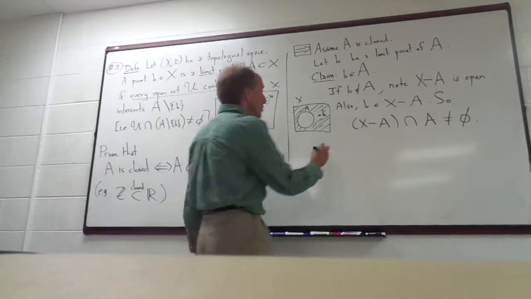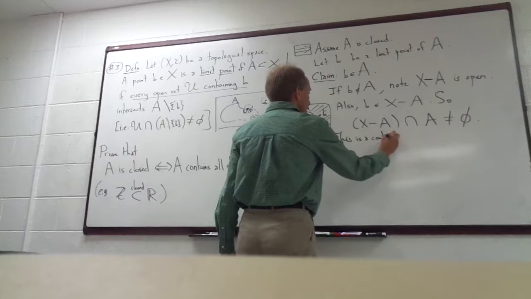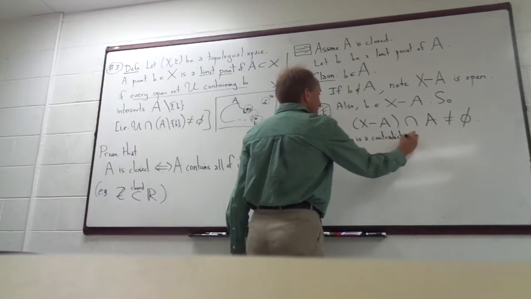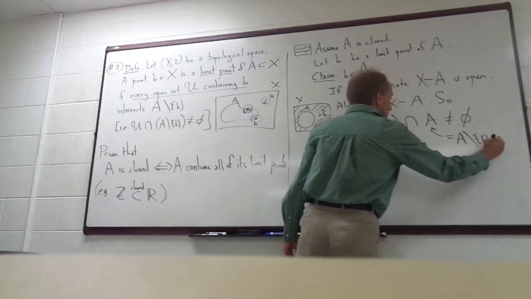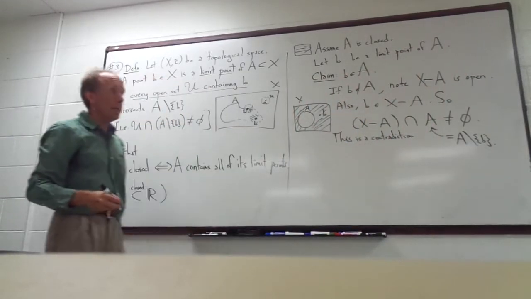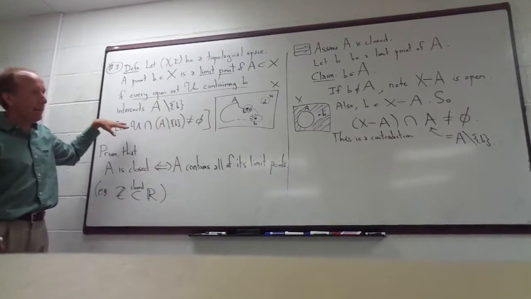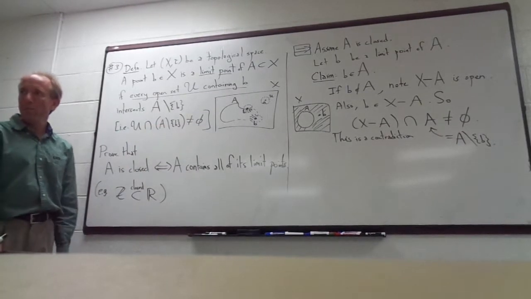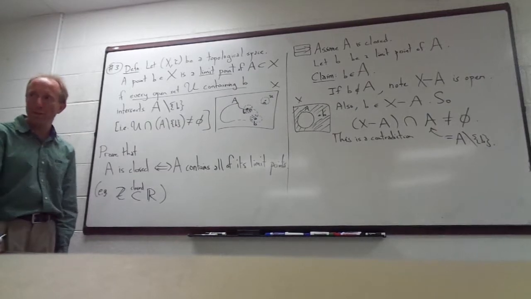Okay, so this is a contradiction. Let me just make sure it's clear. This A right here is the same as A take away B. That's because the B isn't even in A to begin with. So I'm just using this little note right here, the assumption. Does that make sense? You look a little unsure of this.